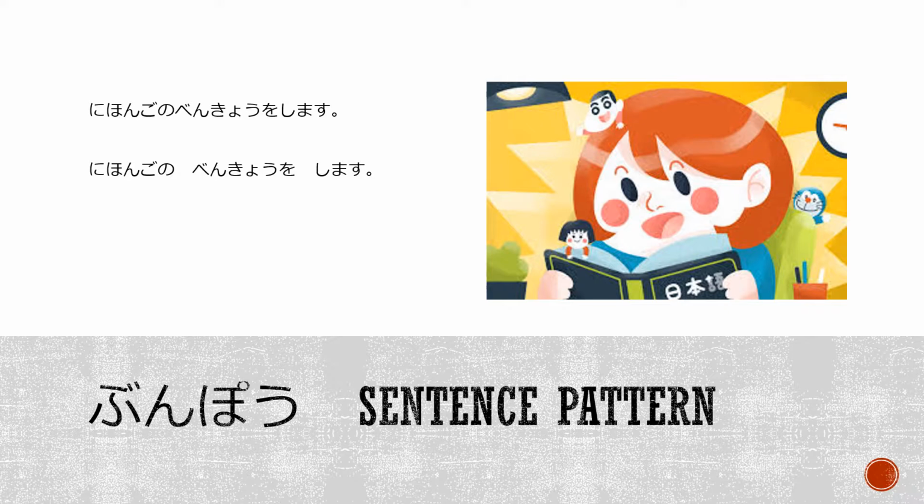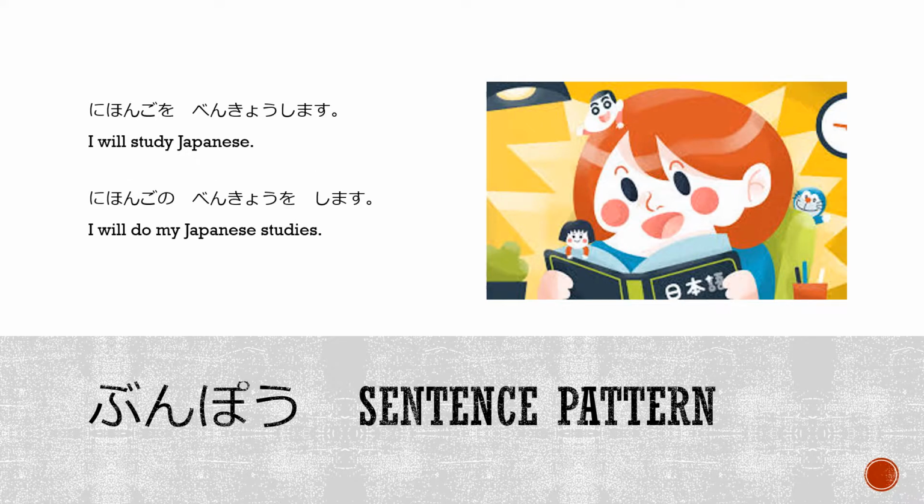In this case, however, even though we are able to put the o after benkyou, we are not able to take it out freely because we have made this noun phrase with nihongo no. And so in this case, we can't say nihongo no benkyou shimasu. You have to say nihongo no benkyou o shimasu.